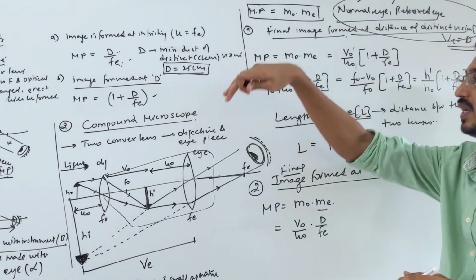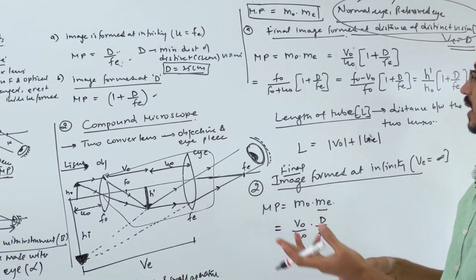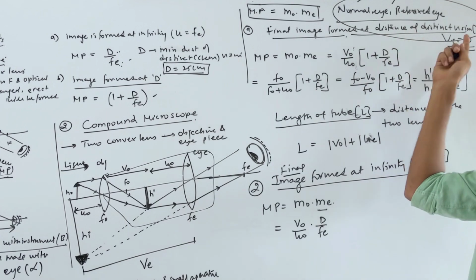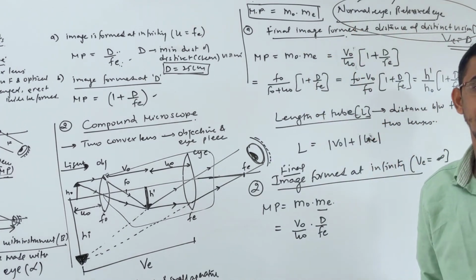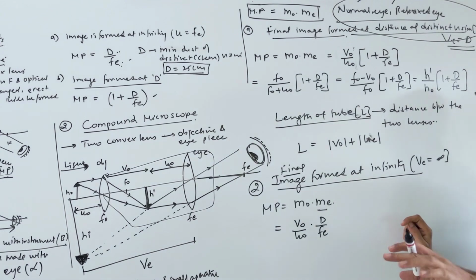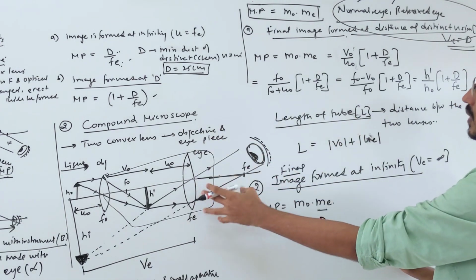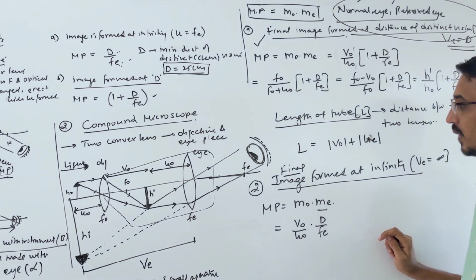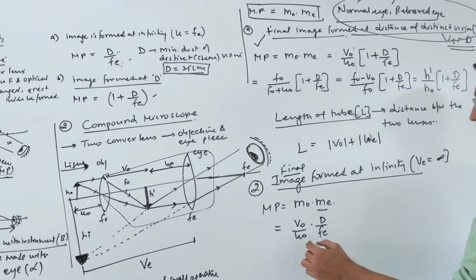This will be opposite in case of the astronomical telescope, when we learn the next topic. So it's very important. Instead of saying distance of vision, they can say normal eye or relaxed eye, which means this case they are talking about. Generally when they ask numericals on this topic, they ask image formed at the distance of vision. So this is your magnifying power.